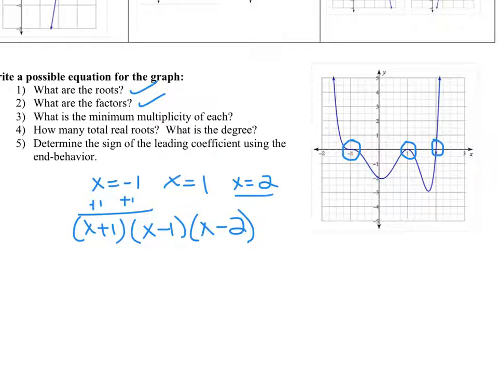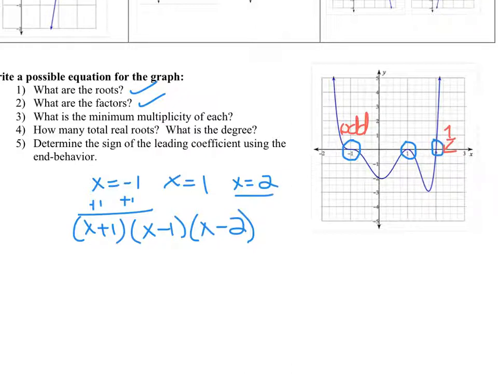That would mean that this would have to be an odd, so this would have to be some sort of odd number. Now, if we're doing least degree, then it would have to be 3, because this one right here cuts through like a line, and that is always 1. So there is no multiplicity for that one.